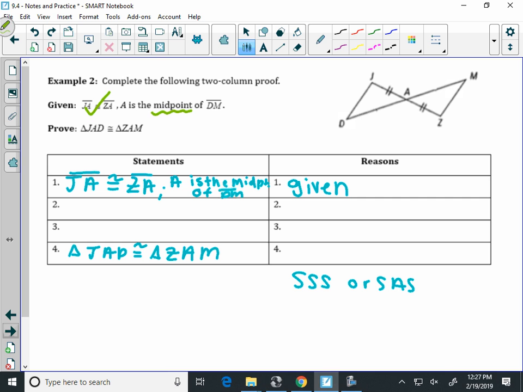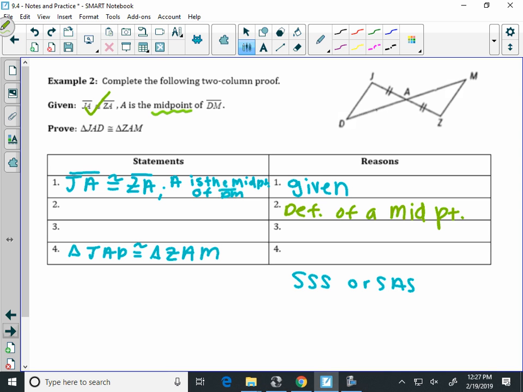I have a vocab word. I have a sentence with a vocab word in it. Okay? What's one of our reasons going to be? Definition of a midpoint. Whenever that happens, vocab word, your reason is going to be definition of a midpoint. Or whatever that vocab word is. Every time.